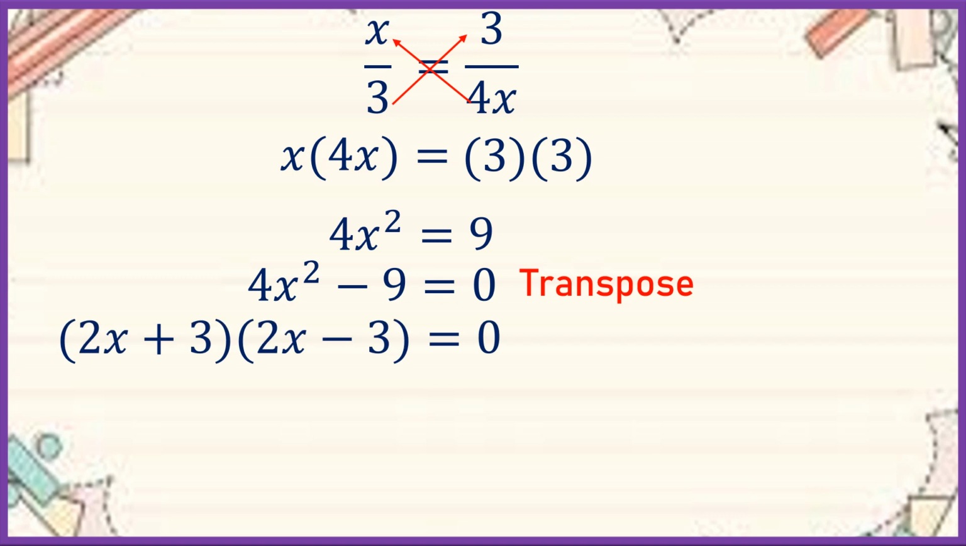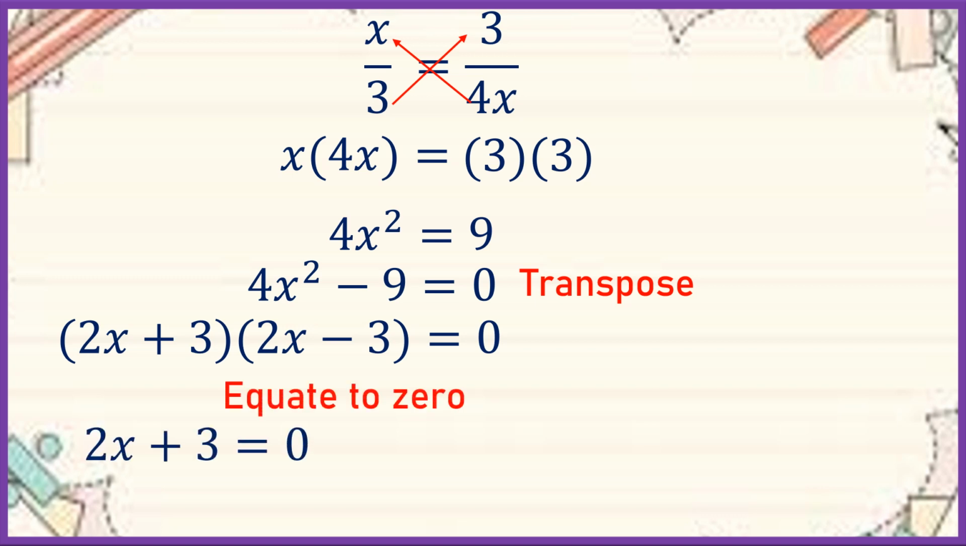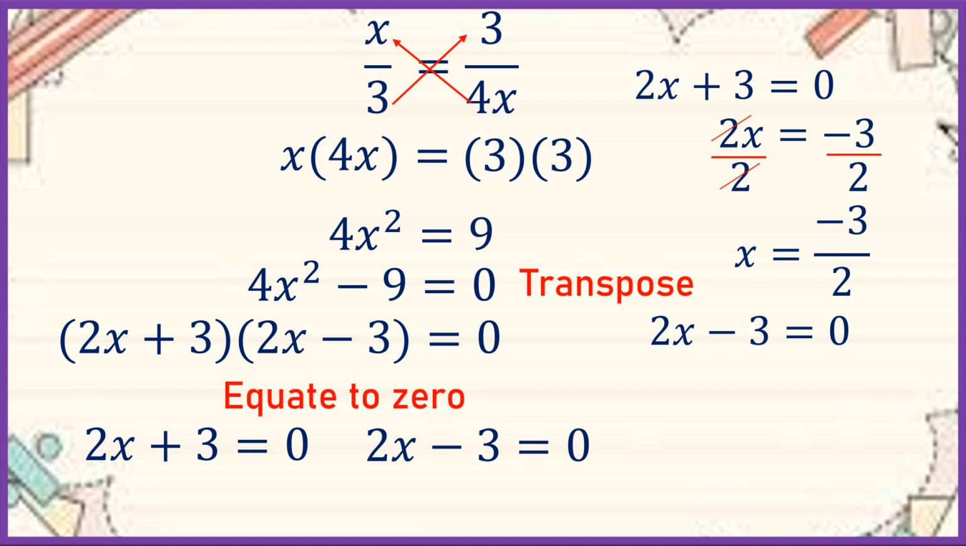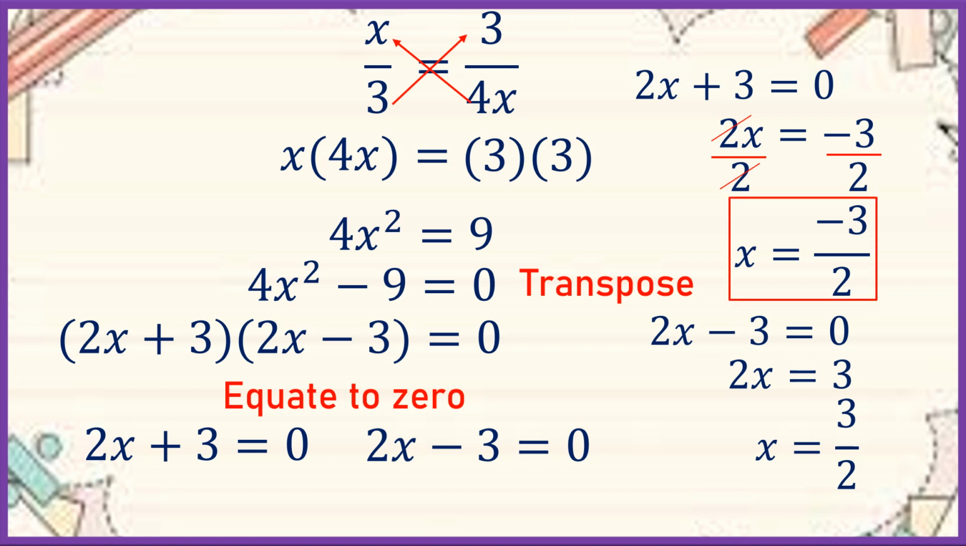Then we are going to factor it out, which is equal to (2x plus 3) times (2x minus 3) is equal to 0. Then we are going to equate it to 0. So 2x plus 3 is equal to 0 and 2x minus 3 is equal to 0. Solving for x, 2x plus 3 is equal to 0. Transposing 3 to the other side, we get 2x is equal to negative 3. Then dividing both sides by 2, cancel 2. So x is equal to negative 3 over 2. Then the other one, 2x minus 3 is equal to 0. So transpose 3 to the other side, dividing both sides by 2, we get positive 3 over 2. So the roots are negative 3 over 2 and positive 3 over 2.